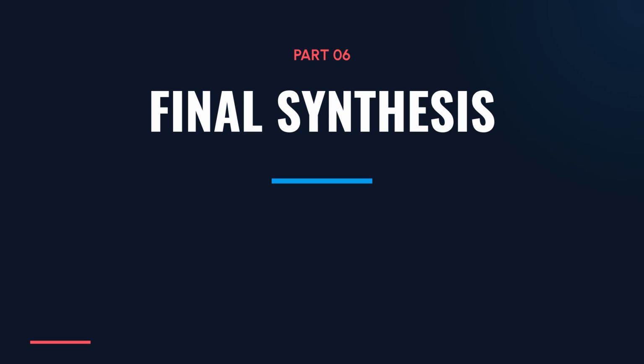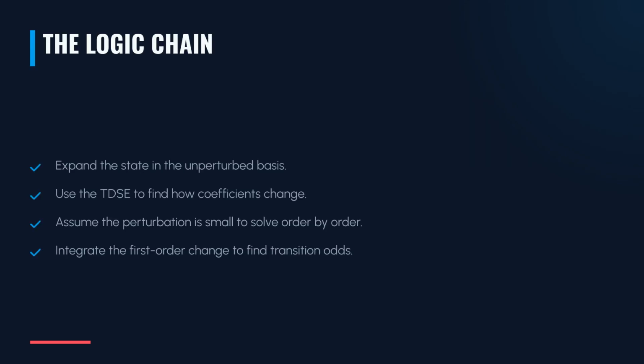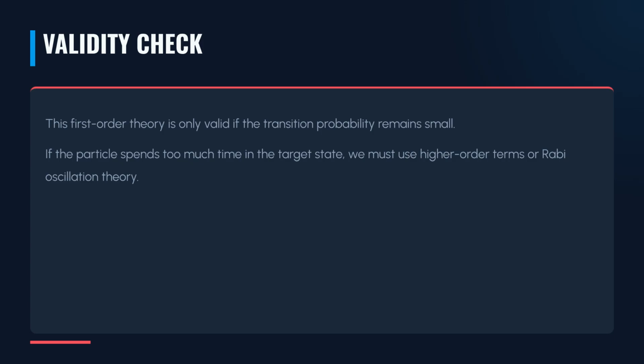We conclude with Part 6, Final Synthesis. The logic chain involves expanding the state in the unperturbed basis, using the time-dependent Schrödinger equation to find coefficient changes, approximating the solution, and integrating to find transition probabilities. The validity check reminds us that this first-order theory is only valid if the transition probability remains small. If the transition is highly likely, higher-order methods are needed.